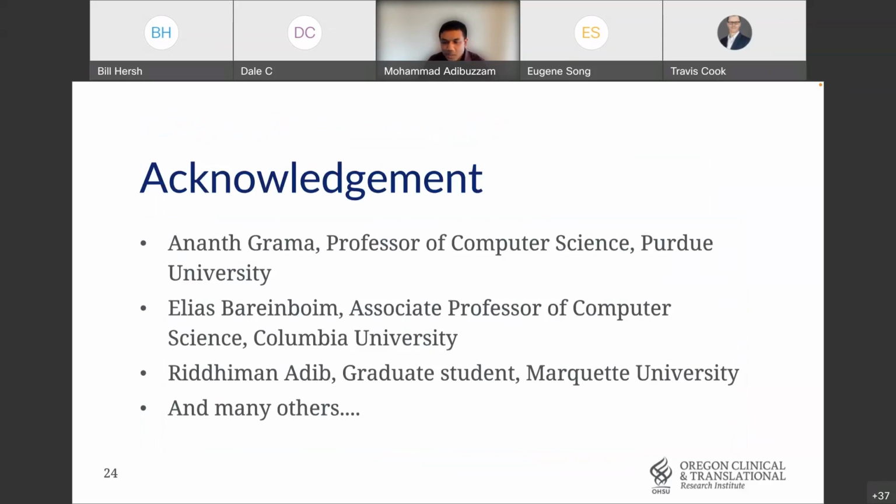So I'll stop here, but before I do, I want to thank my collaborator, Anant Gama. He's a professor of computer science, and he was my primary collaborator on the informatics system. And Professor Elias Berengoem was my primary collaborator on the causal inference side, and is a professor of computer science at Columbia University now. Another student that I want to mention is Riddhiman, a graduate student who helped in many of the works that I have done. And many other collaborators that I don't have the space or time to talk about today.